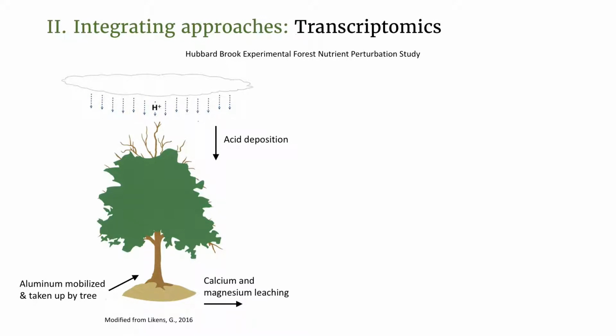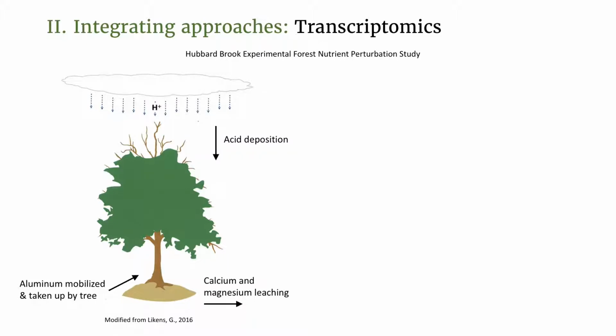It was from the Hubbard Brook Experimental Forest, a long-term ecological research station in New Hampshire. They're running a long-term nutrient perturbation study, including plots that have been amended with calcium and others with aluminum. The interaction is shown here on the tree. So increased acid deposition in the soil causes leaching of cations like calcium and magnesium. It also causes mobilization of aluminum and conversion to more toxic forms.